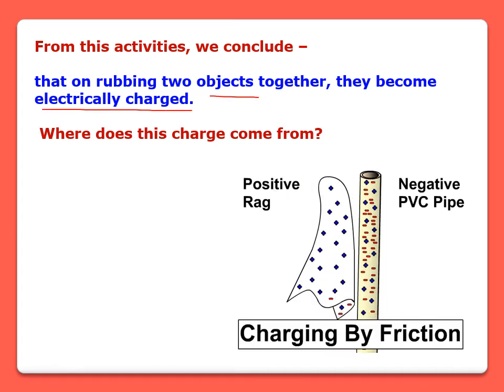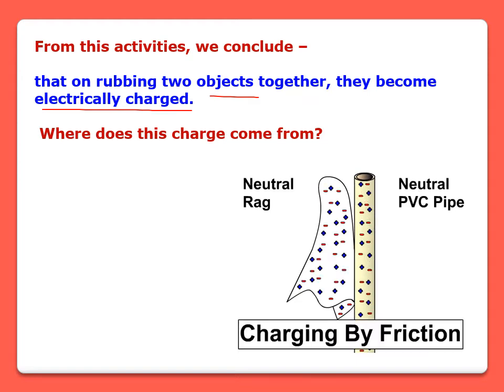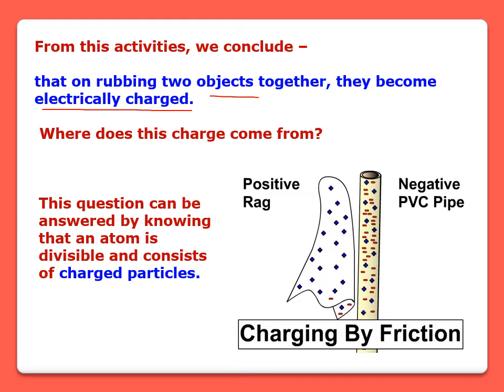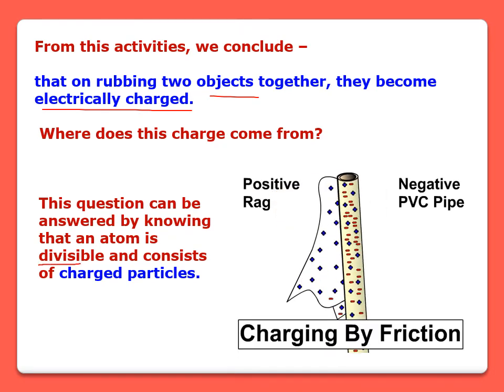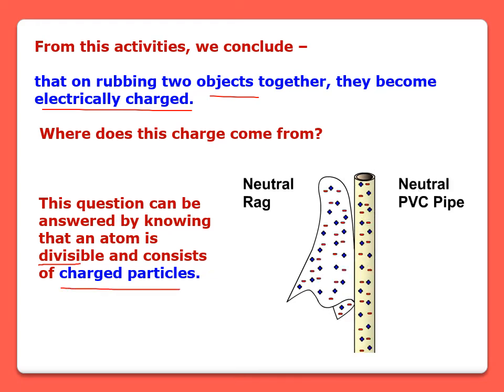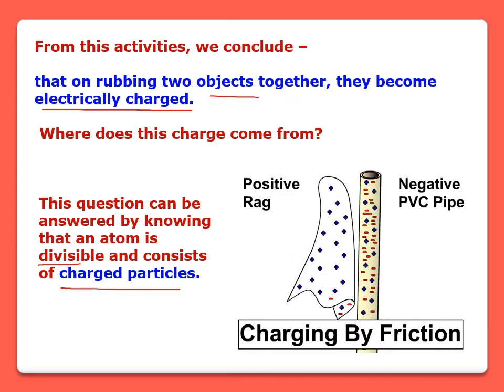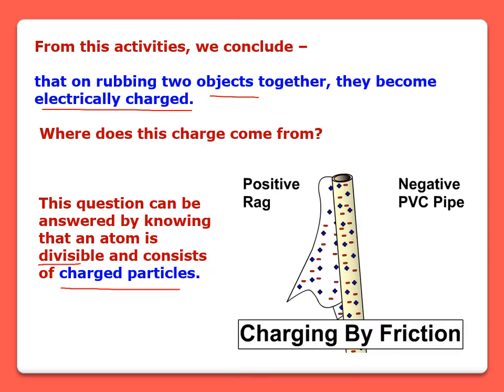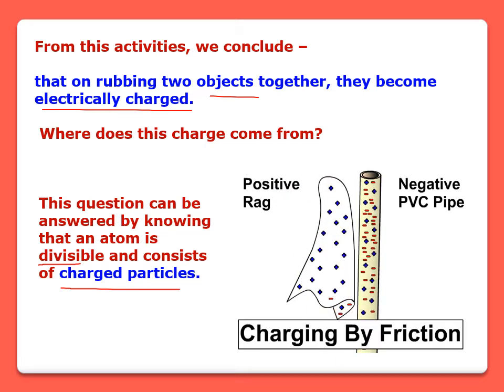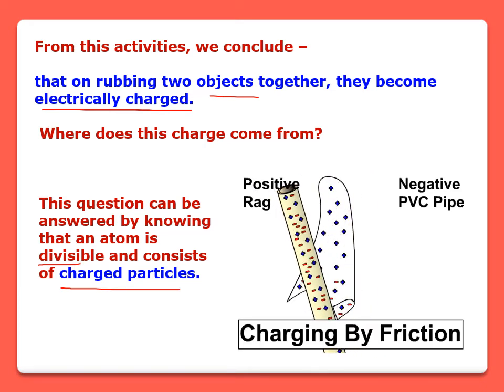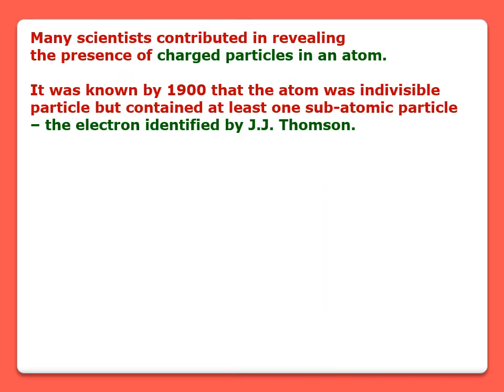And now the question is, from where does this charge come? This question can be answered by knowing that atom is divisible and consists of charged particles. Okay, so now you know that atom is divisible and atom has subatomic particles, they are charged. So many scientists contributed to find out the presence of charged particles in atom.